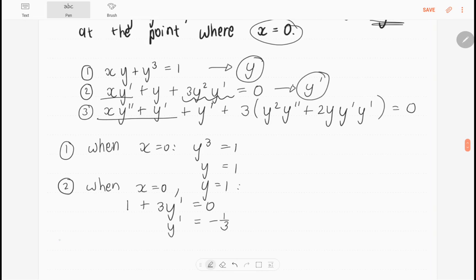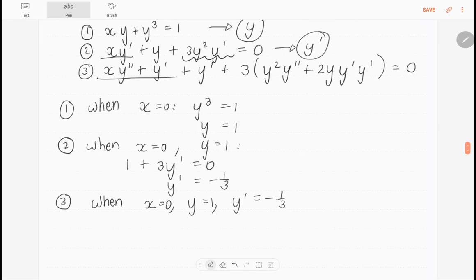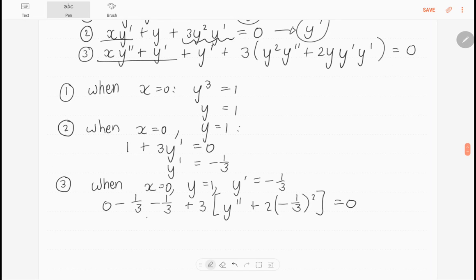And then finally, we are going to say when x equals 0, y equals 1, and y prime equals minus a third, I'm going to have 0 minus a third plus 3 times y double prime plus 2 times minus a third squared equals 0. And then I'm going to solve for y double prime.